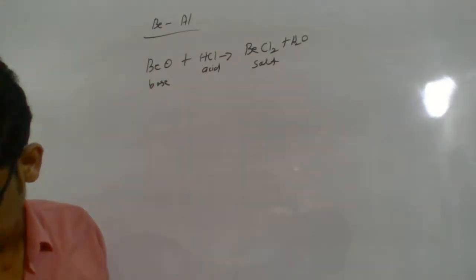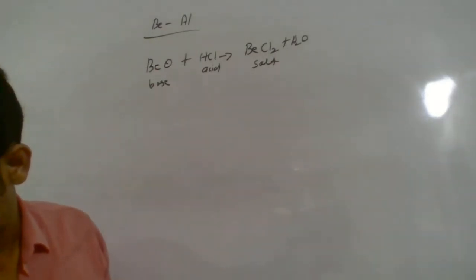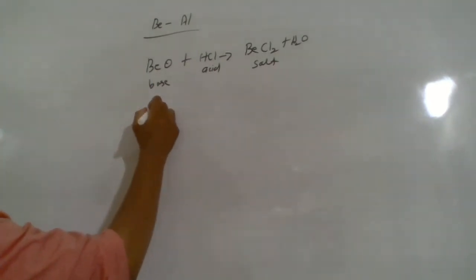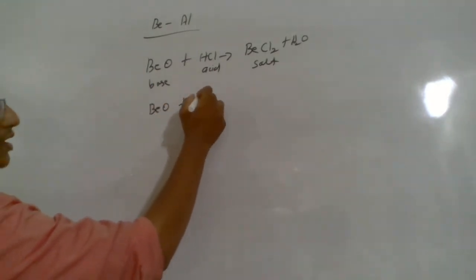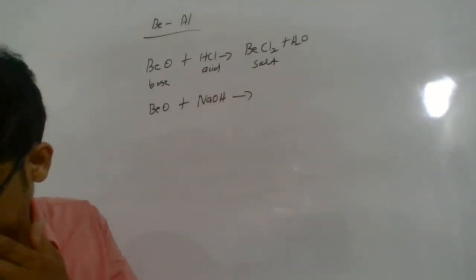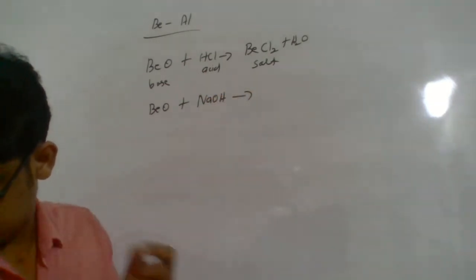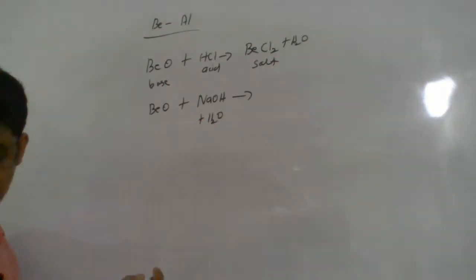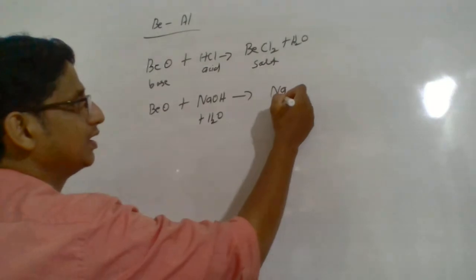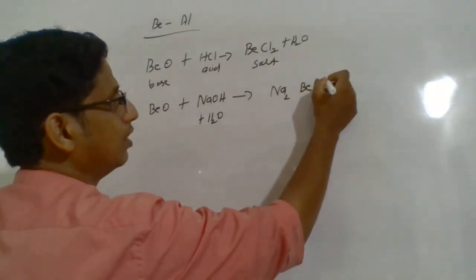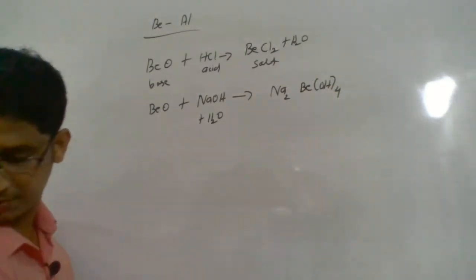Similarly, beryllium oxide also combines with the base NaOH in the presence of water to form the corresponding berylates. Here berylate will be formed: Na2[Be(OH)4].